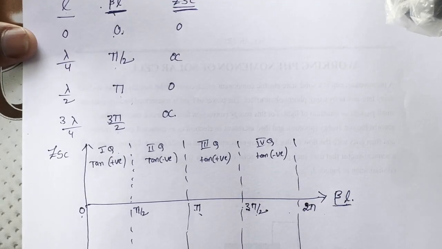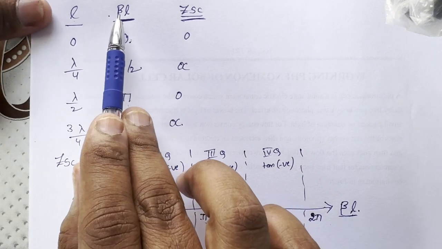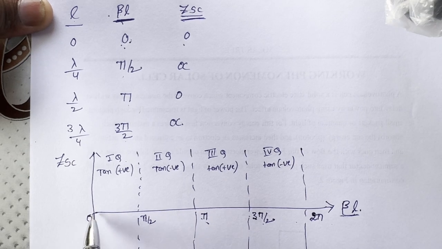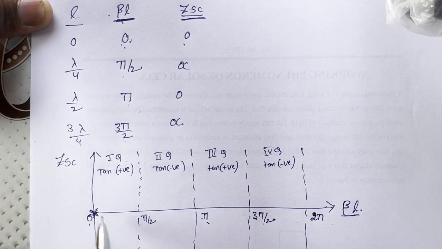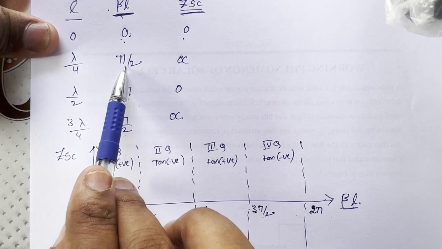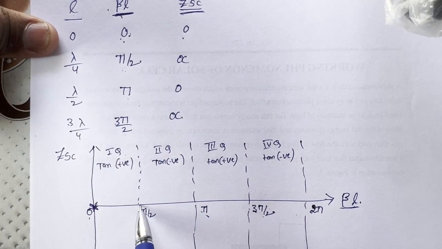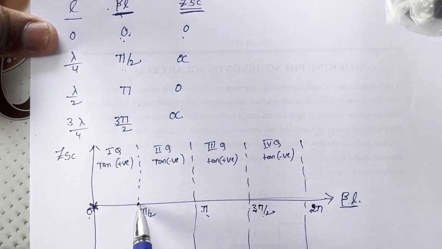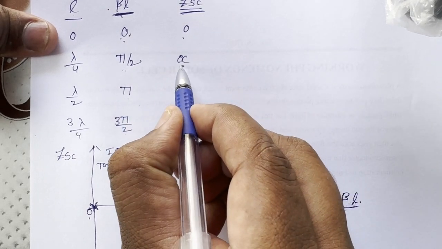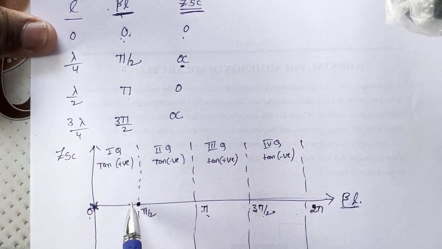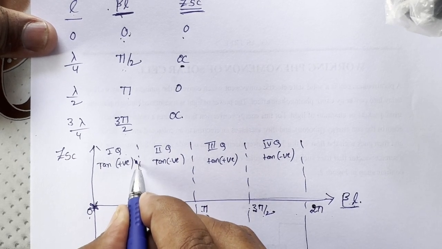With this, now the values. When beta L equal to 0, ZSC equal to 0. That means beta L 0, ZSC 0. That is the point. Next, when beta L equal to pi by 2, ZSC is infinity. Beta L value pi by 2 is this. At this point ZSC is infinity. When we consider it less than pi by 2, in the first quadrant it will become plus infinity.